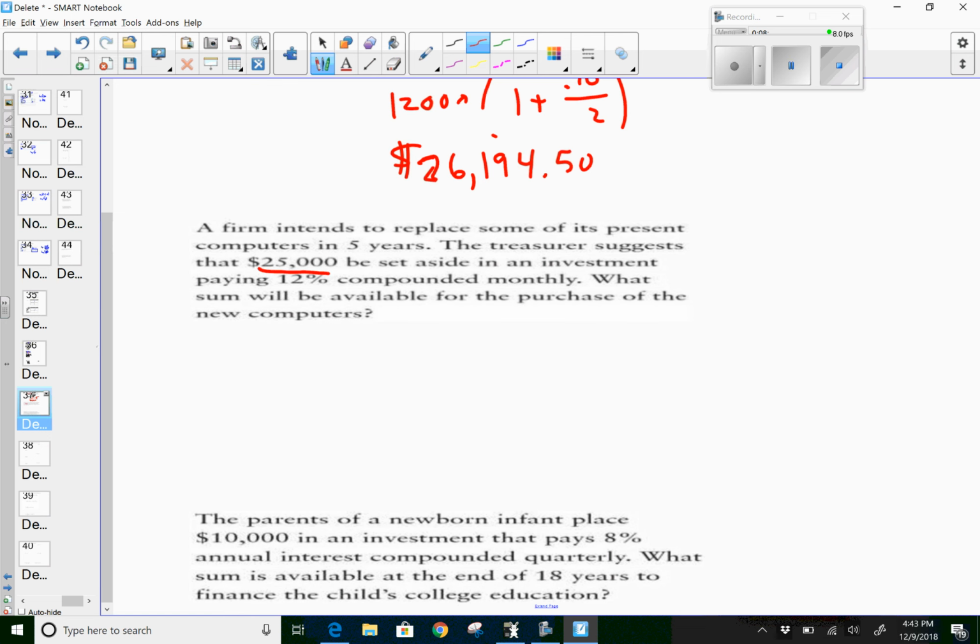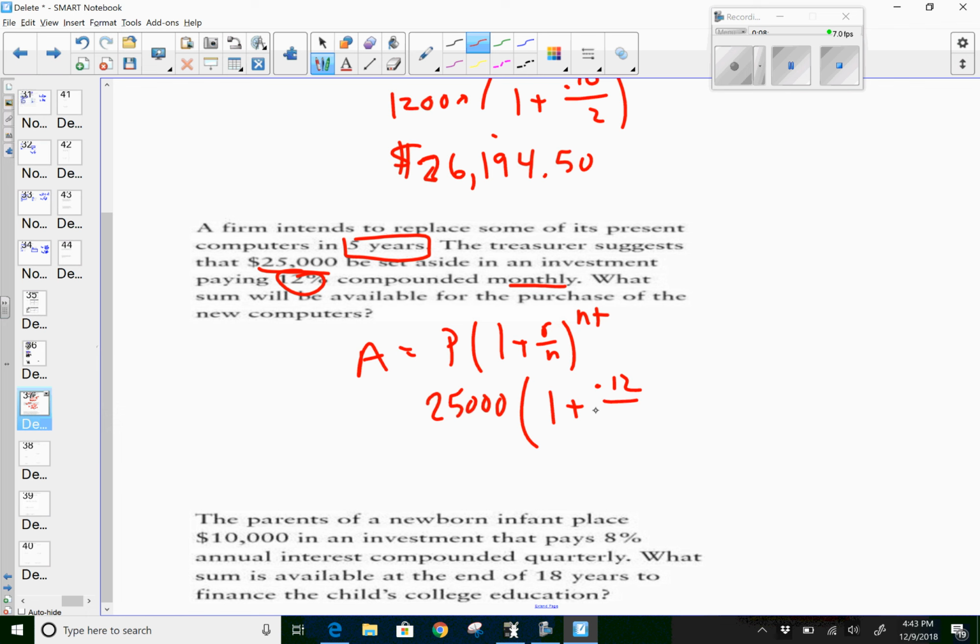Same concept: 25,000, and we want to see 5 years down the line, paying 12% compounded monthly. Very similar to the previous one. First thing we do is write down the formula, to make it easy to plug in. 25,000 is our investment, the rate is 12%, so 0.12 divided by 12, since there are 12 months in a year. Then we multiply by n: 12 times the number of years, which is 5.